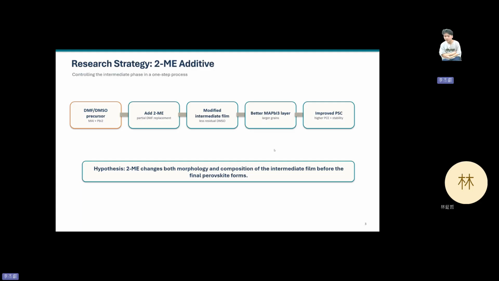And the hypothesis is that 2-ME can change two things. First, it can change the morphology of the intermediate films. And second, it can change the composition, especially the amount of DMSO left in the films. So if the intermediate film is better, the final MAPbI3 perovskite layer can have larger grains and fewer defects. And finally, the solar cells should have higher efficiency and better stability.